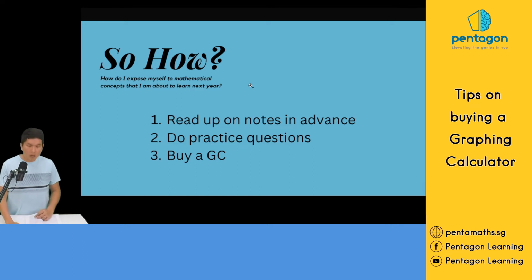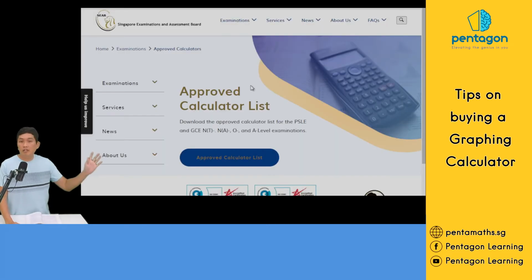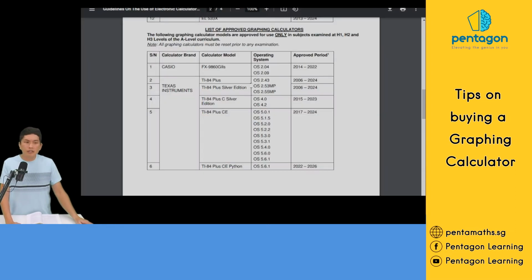Okay, so with that being said, maybe let's look at what are the types and models of graphing calculators I should be buying. If you hop onto our examinations board website, seab.gov.sg, you have the approved calculator list. And then over here, if you scroll down to page number 2, you'll see the list of approved graphing calculators. The only one you want to look at is this one, TI-84 Plus CE. Don't get the Casio one, just get this one, Texas Instruments. I know it can be very confusing because other than the Plus CE, the other models are Plus Silver, Plus CE Silver. Ignore all those. Only get the Plus CE.